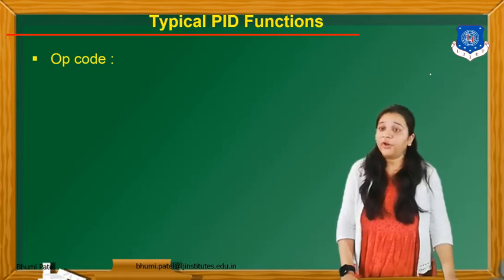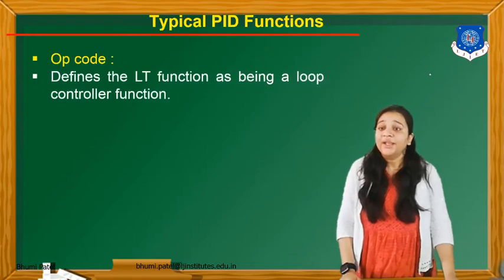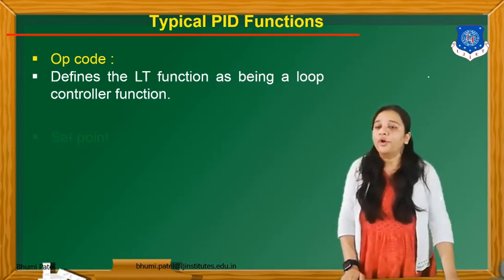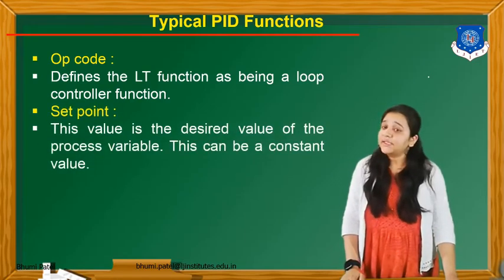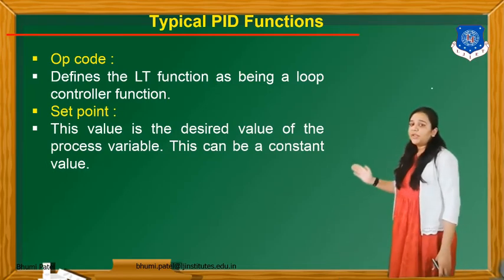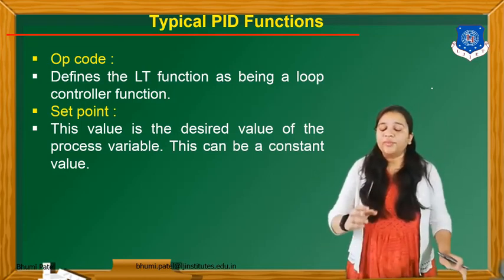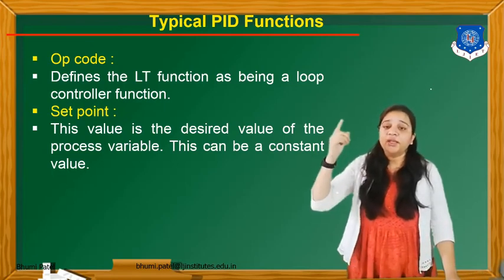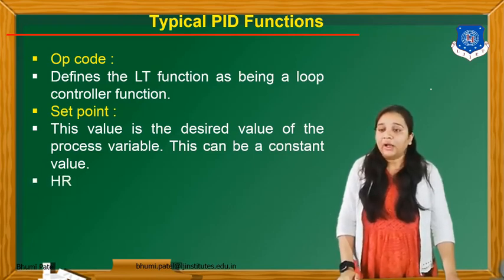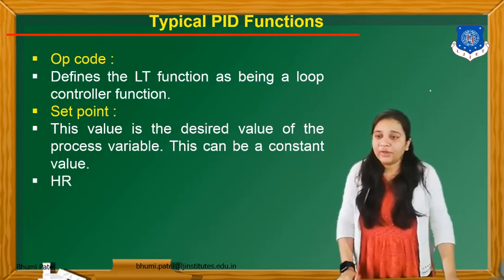Now first of all, what is the opcode that we have to use here in the block format? The opcode defines the LT function as being a loop control function. What is the set point? This value is the desired value of the process variable. This can be a constant value. So we have to compulsorily decide the set point of the closed loop system whenever we program in the PLC using the PID tuning.